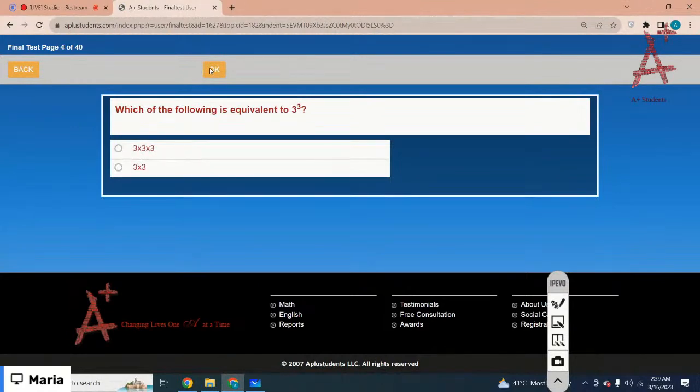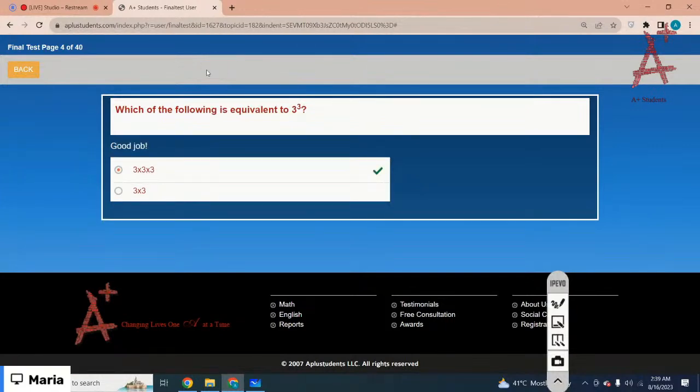Okay, which of the following is equivalent to 3 exponent 3? Which is the correct option, 1 or 2? 3 exponent 3 means 3 is the base and 3 is the exponent, right? So the exponent means you have to multiply 3 how many times? Just 3 times, right? So that would be option number 1.